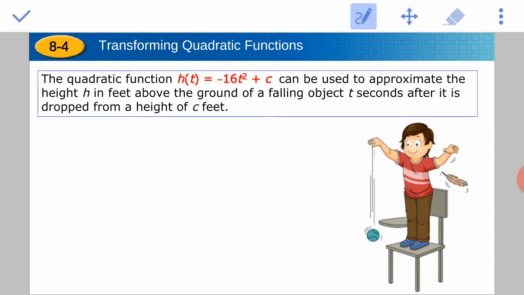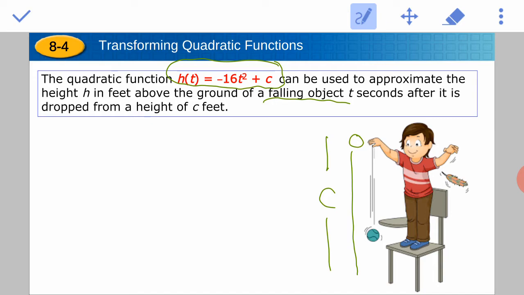Guys, the quadratic function h of t equals negative 16t squared plus c is used to describe the motion of a falling object. Consider someone dropping an object from a height c. This is what we call the initial height from the ground. When you drop an object from a height c, the force of gravity takes this object down, and because of that we have negative 16 in our equation. That explains the force of gravity. T is the time, and h of t is the height of this object at any particular time.